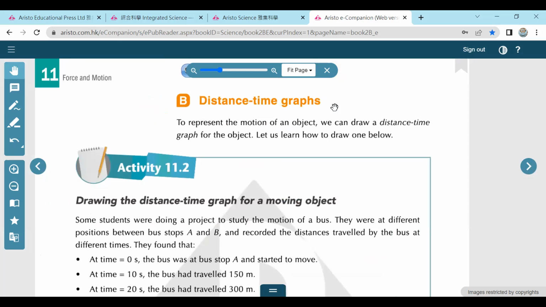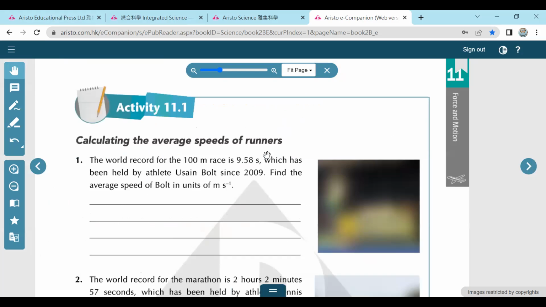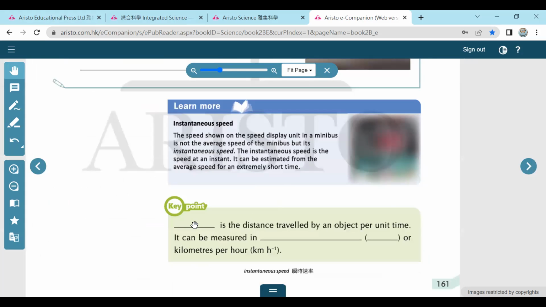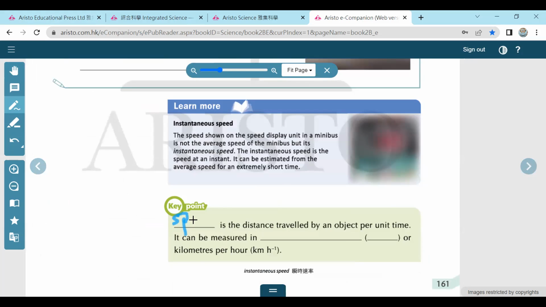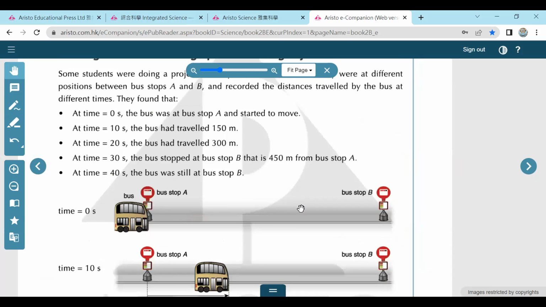So to represent the motion of an object, with the key point: speed is the distance traveled by an object per unit time. It can be measured in meters per second, m/s, or kilometers per hour, km per hour. Okay, so let's learn more about the distance time graph.